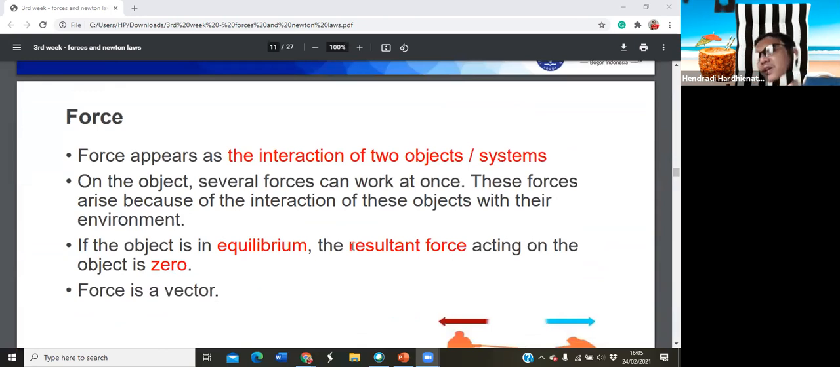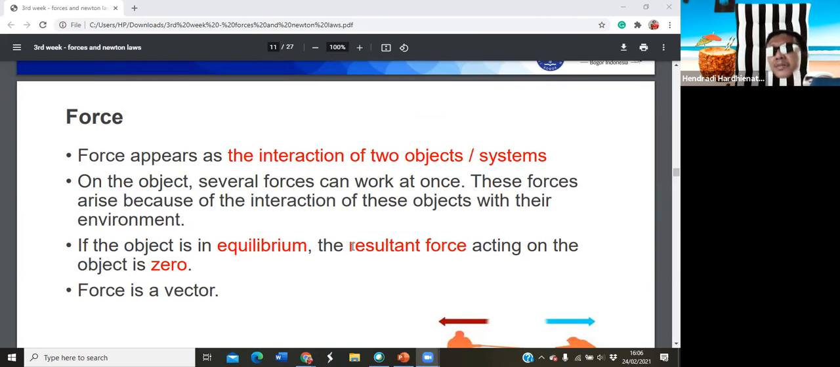Force is something that causes motion to change. Its interaction always consists of pairs, action and reaction. A force cannot stay alone. It has to have a partner, but the partner is in a different system. That's important: system and environment. The one in the system is the force of the action. The one in the environment is the force of the reaction.